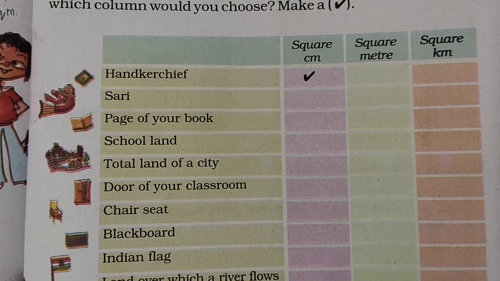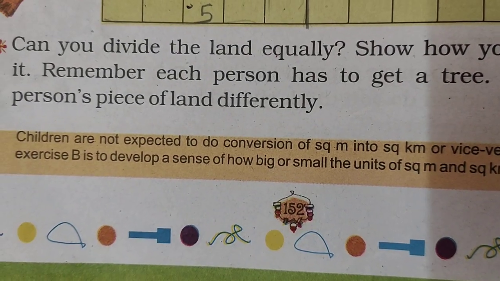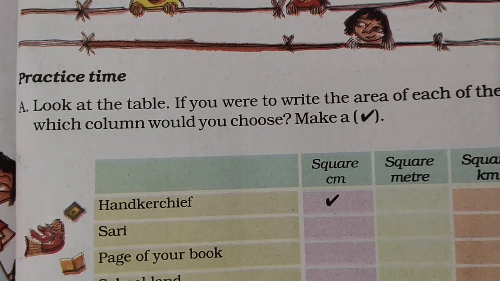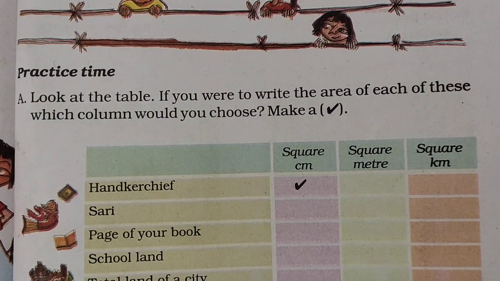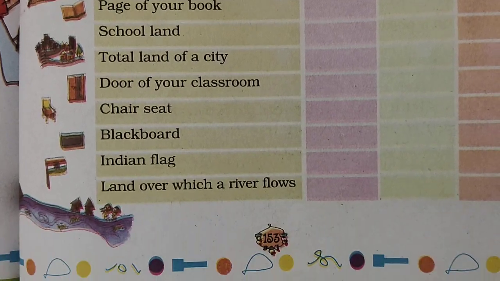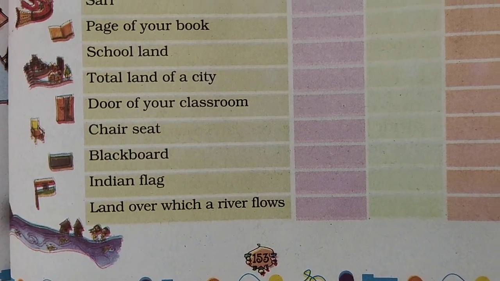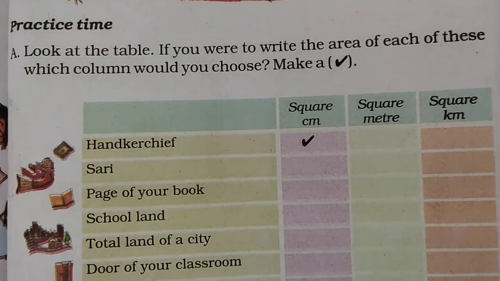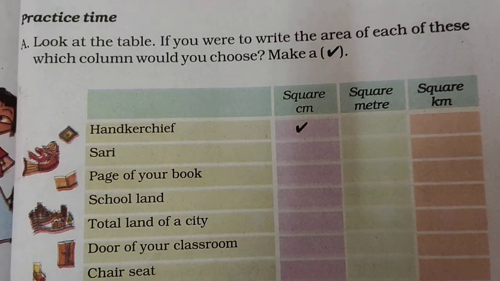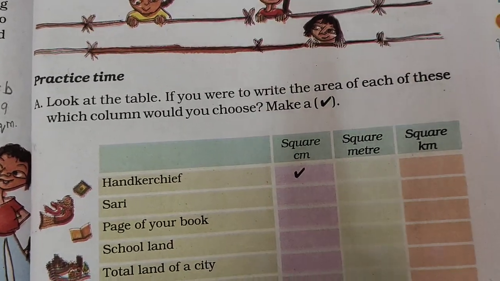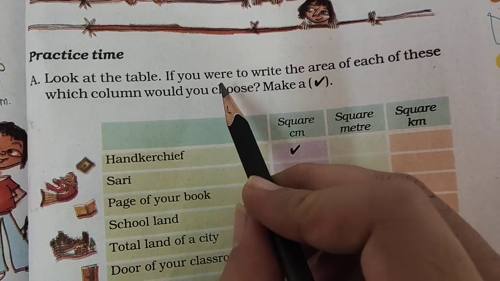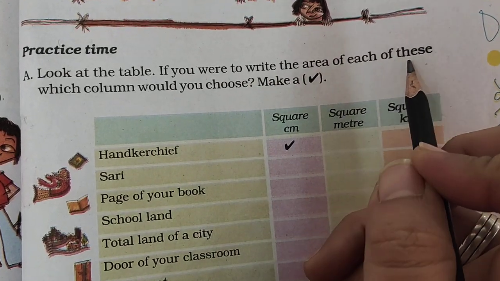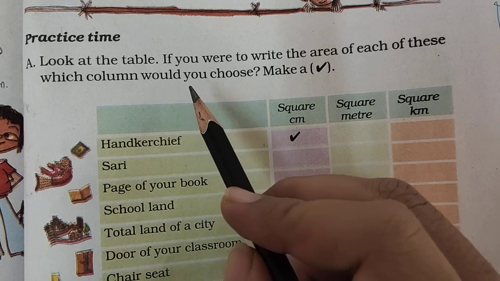In my previous video, we solved the sum "Share the land" of page number 152. In this video, we will start with the practice time of page number 153. So let's see question number A of this practice time. Look at the table. If you were to write the area of each of these, which column would you choose?